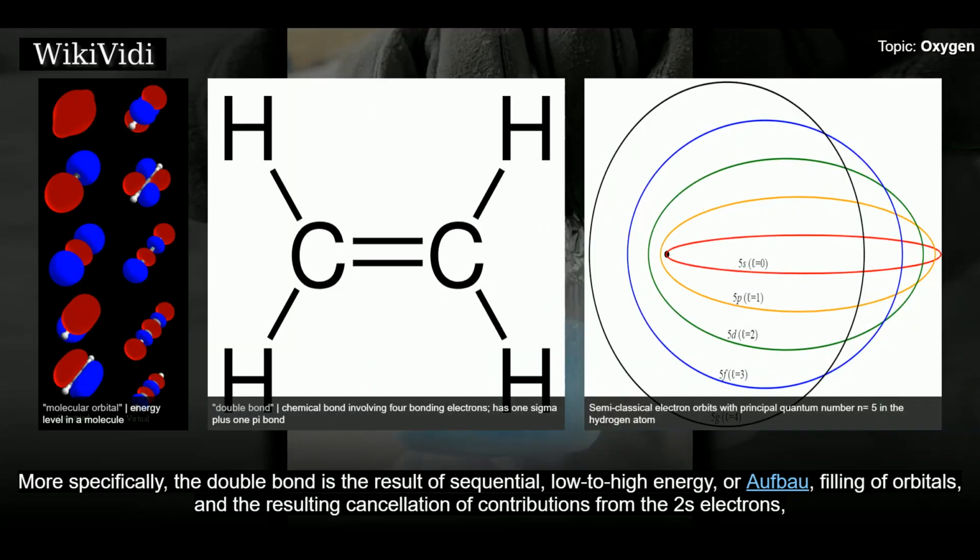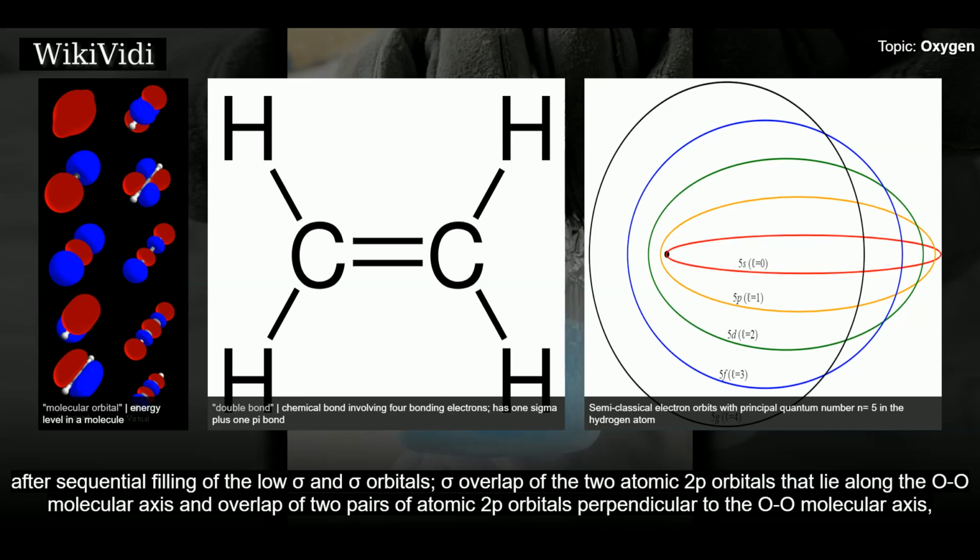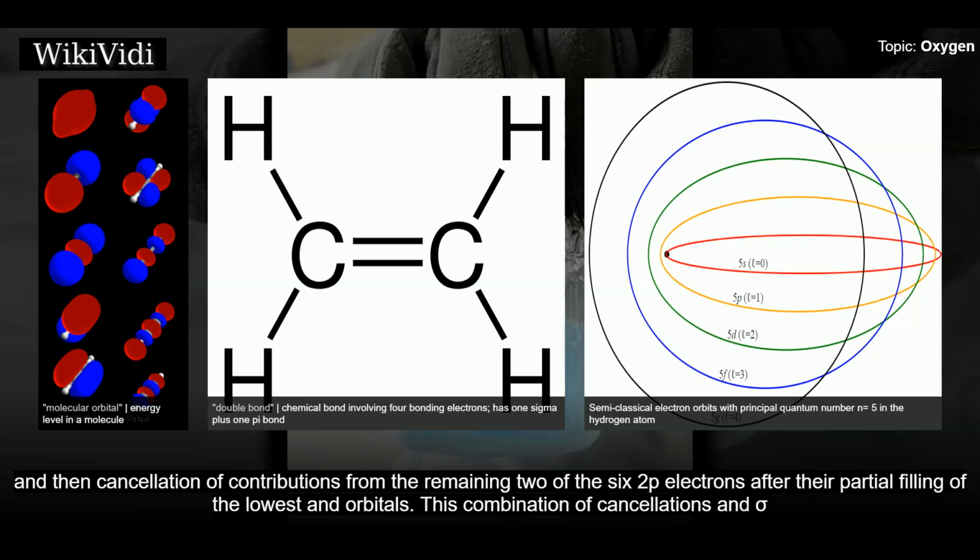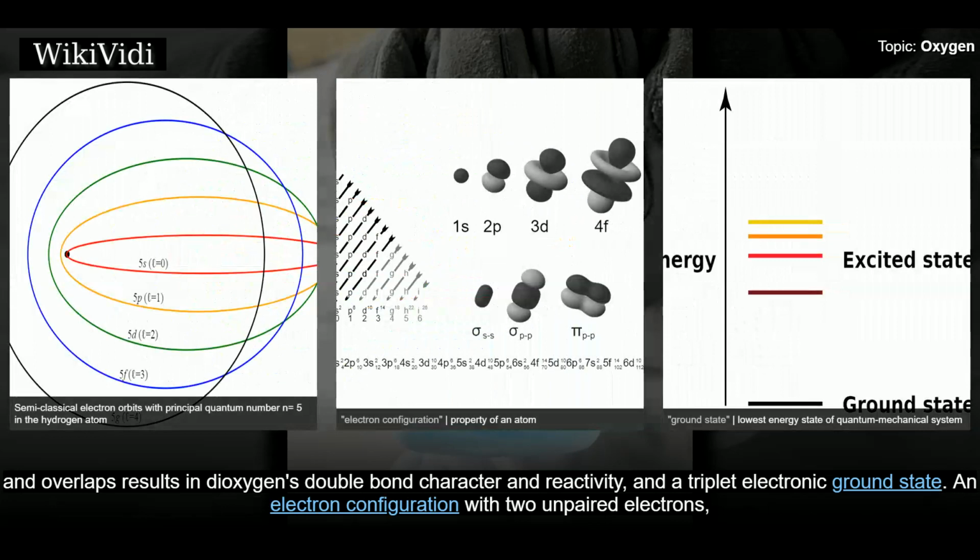More specifically, the double bond is the result of sequential, low to high energy, or Aufbau, filling of orbitals, and the resulting cancellation of contributions from the 2s electrons. After sequential filling of the low σ and σ* orbitals, σ overlap of the two atomic 2p orbitals that lie along the O-O molecular axis and π overlap of two pairs of atomic 2p orbitals perpendicular to the O-O molecular axis, and then cancellation of contributions from the remaining two of the 6 2p electrons after their partial filling of the lowest π* orbitals. This combination of cancellations and σ and π overlaps results in dioxygen's double bond character and reactivity, and a triplet electronic ground state, an electron configuration with two unpaired electrons.